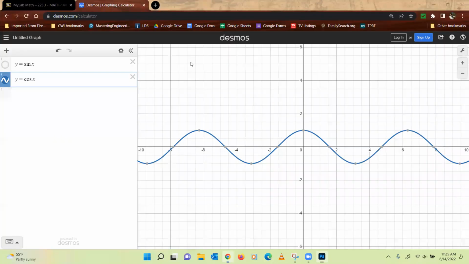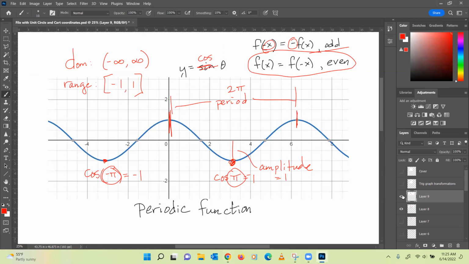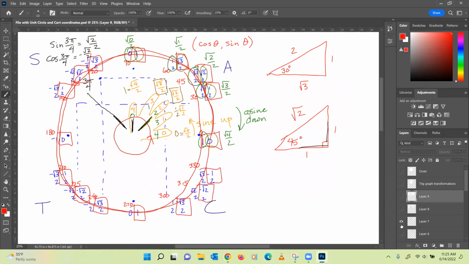Let's go back to Desmos real quick. Let's look at tangent. Tangent's an odd one. Actually, I'm going to come back here to my unit circle. Let's look at tangent. Tangent is y over x. So we would start here. Y over x is 0 and work our way up to undefined. Back to 0, undefined. Oh, that's kind of odd.